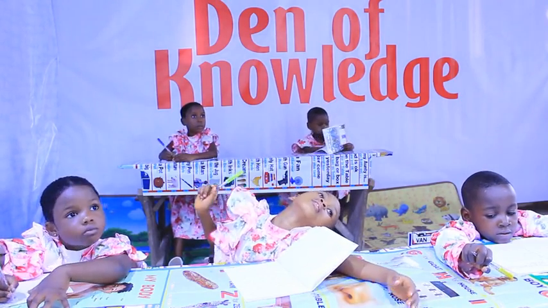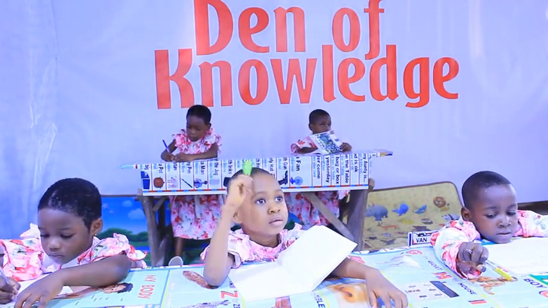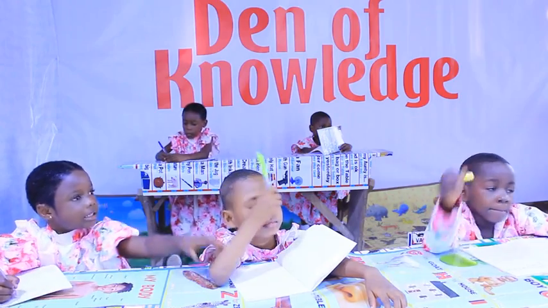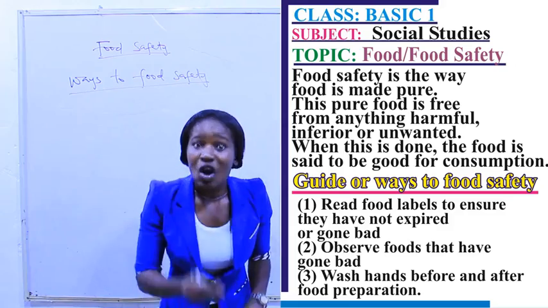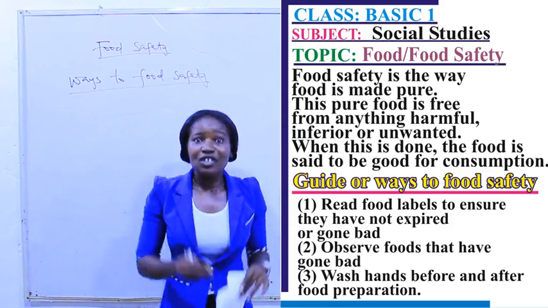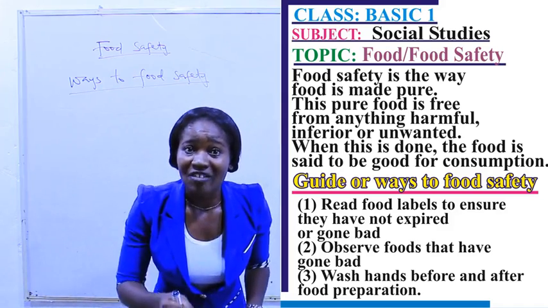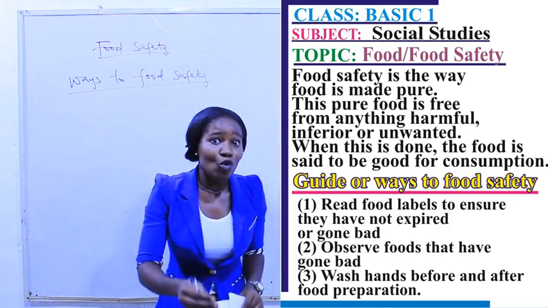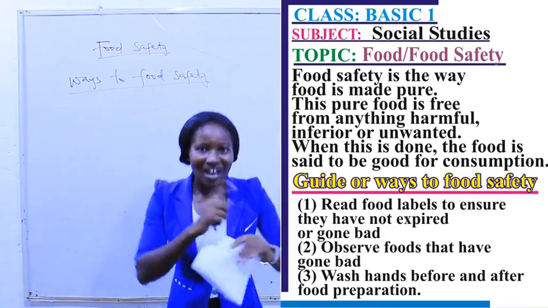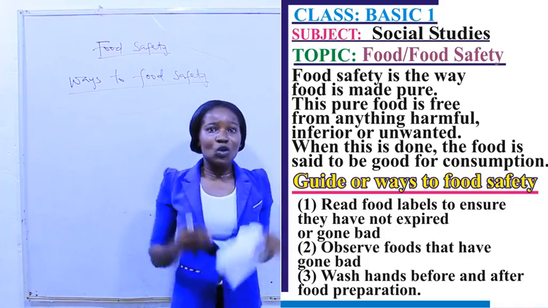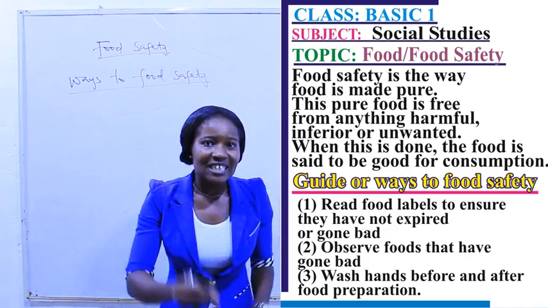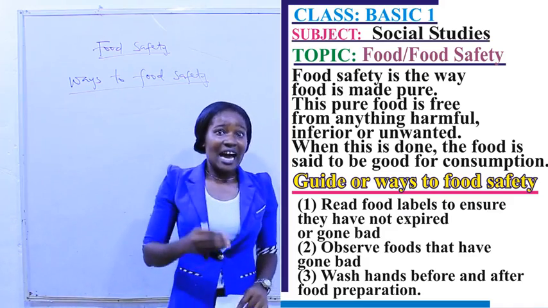to your mommy. Also, you check the expiring date of your biscuits or your snacks. Whatever thing your mommy or your daddy buys for you, you check the expiring date. That is food safety.